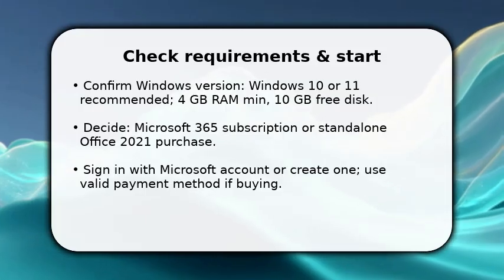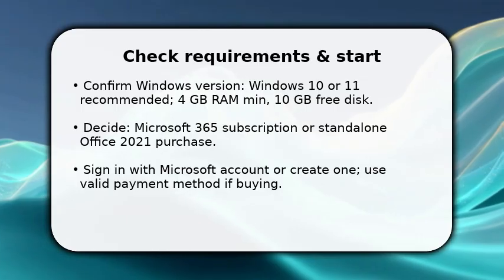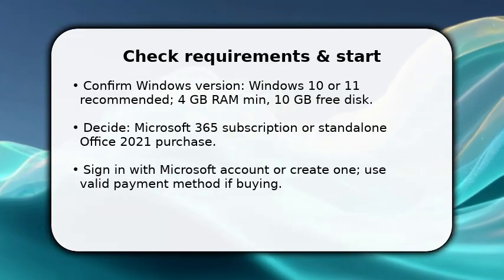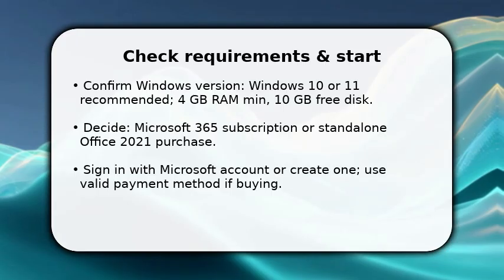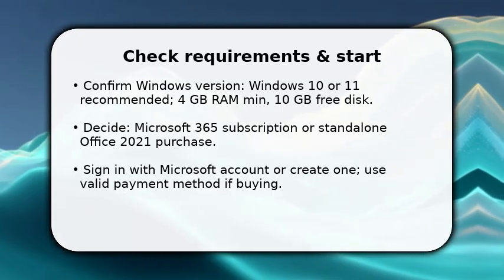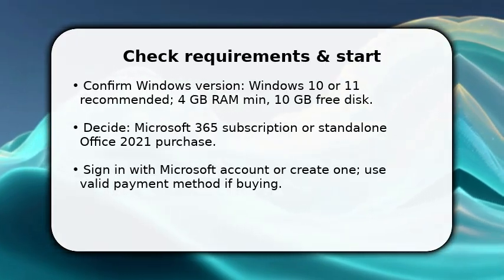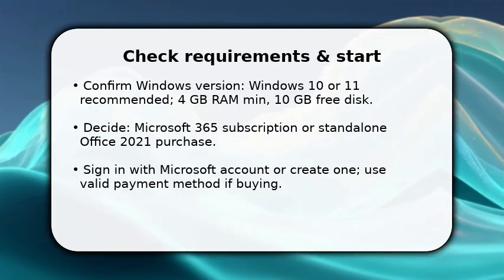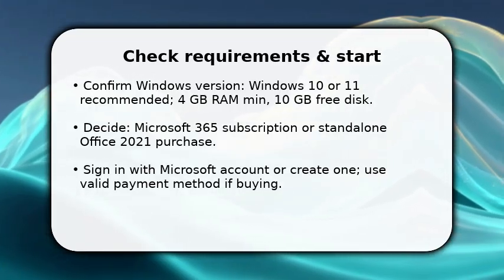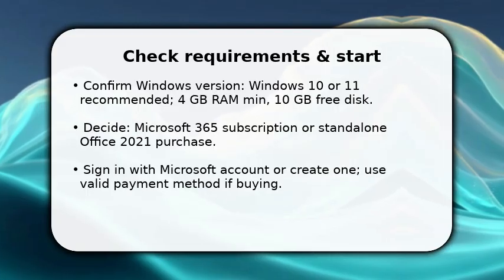You'll begin by verifying system compatibility and choosing a purchase path. Open Settings to confirm Windows version and available disk space. This prevents install failures. Next, decide whether Microsoft 365 subscription suits you for ongoing updates or buy Office 2021 once.